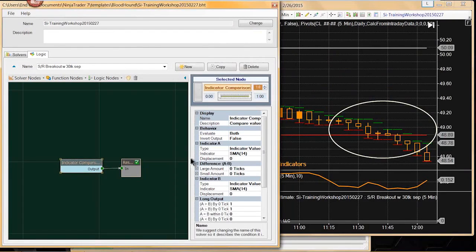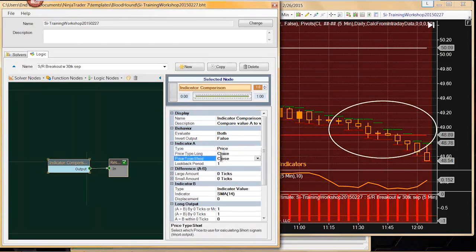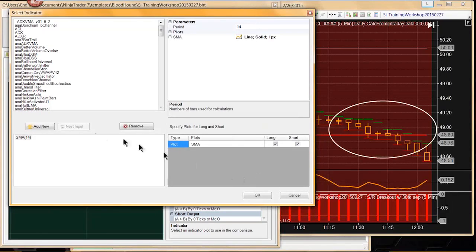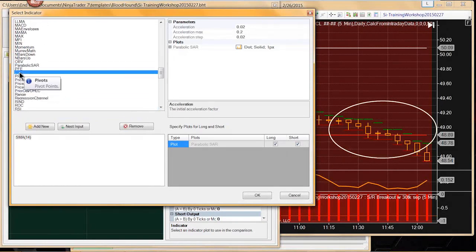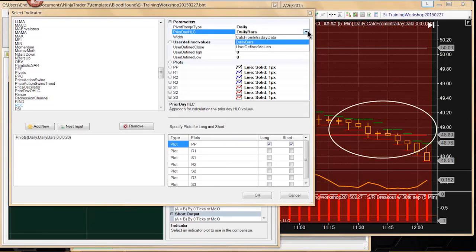All right, so the first thing we're using is we're comparing the closing price. So once again, let's change our type to price, and we want to use the closing price. So we can just leave that alone. All right, so indicator B is actually going to be an indicator. We're going to use a pivot indicator in this example. So in my pivots indicator, I also need to change the prior day high-low close. I need to set this to calculate from intraday data, because you will actually get different values if you use daily bars versus intraday data. But just remember that the daily bars doesn't work correctly for the pivots indicator. So let's set this to intraday data.